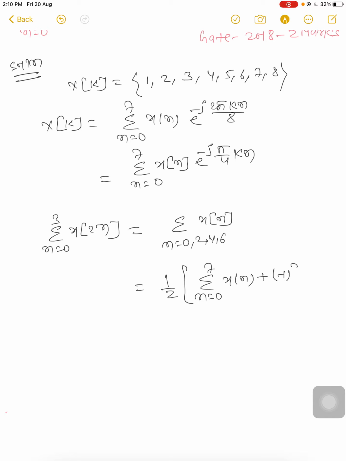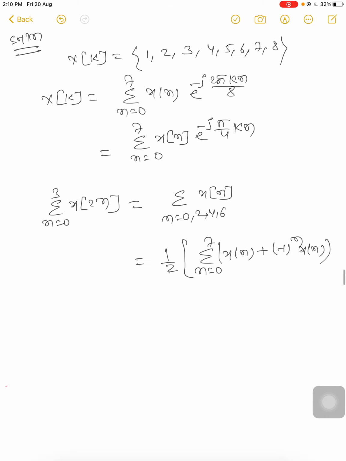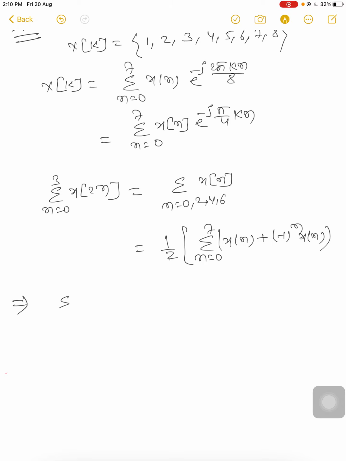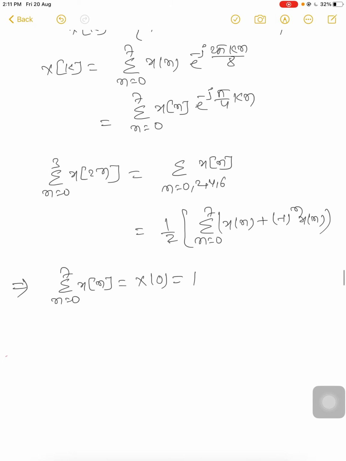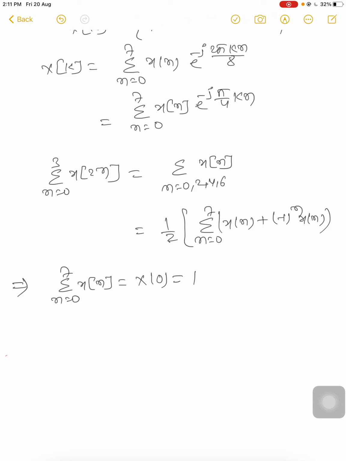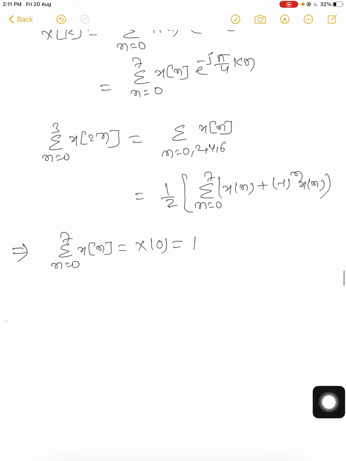x[n] plus (-1)^n x[n]. Because at 0 it will be 2 times x[0], and after division by 2 it will be x[0]. At 1 it vanishes to 0, and like this. So the summation for n = 0 to 7 of x[n] will be X[0], and it will be 1.